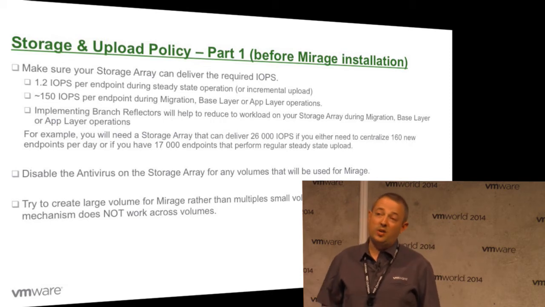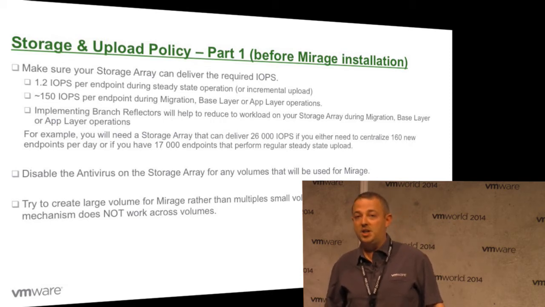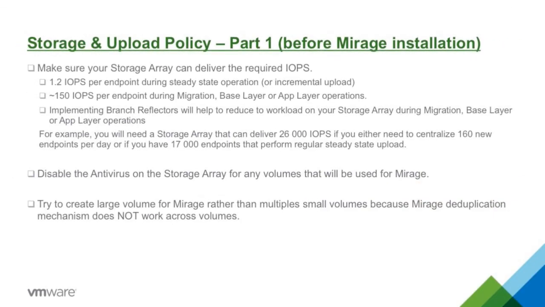It's around 1.2, 1.5 IOPS for incremental upload, which is called steady state upload in Mirage. If it's the first centralization, you need around 100, 150 IOPS per CVD for Mirage. So if you decide to do any migration, any base layer assignment, any initial centralization, you need to make sure that your storage will be able to handle at least 200, 150 IOPS.